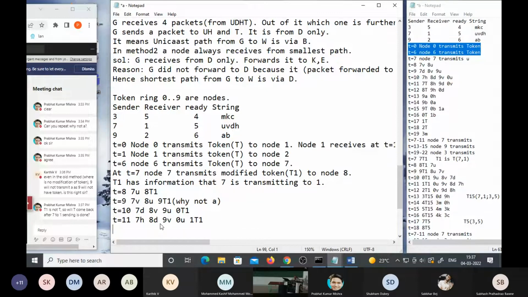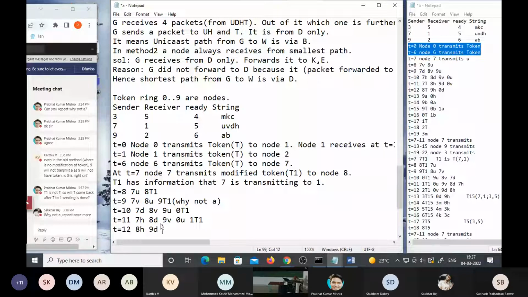Now, at t equal to 12, 7 will no more transmit anything. 8 will transmit H. 9 will transmit D.